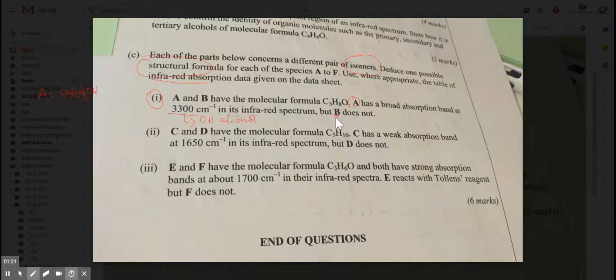Now B has the same molecular formula, C3H8O, but it doesn't have an OH group, so it's not an alcohol. Looking at this, I suppose it could be an aldehyde, but if it was an aldehyde, you would need an extra hydrogen. So it can't be an aldehyde, and that would mean it can't be a ketone either. So let's think if we could make an ester out of that. Yes, I think an ester is going to work. So B, we want an ester.